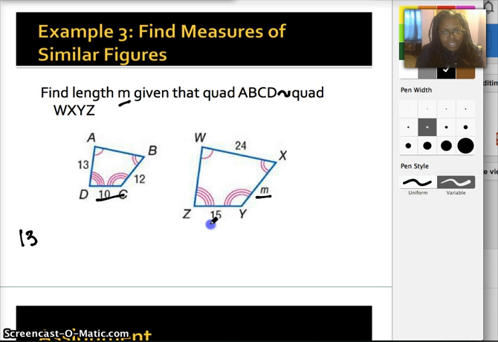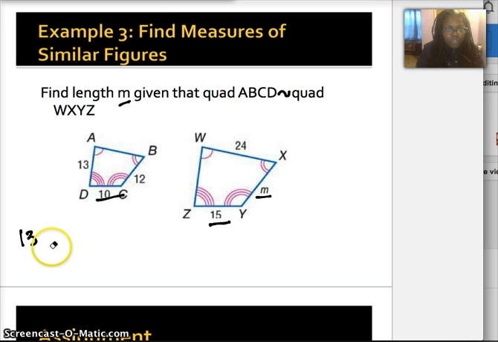DC corresponds to ZY, and I can also tell by these interesting marks here. These marks, when you get to geometry, tell you that angle A is equal to angle W, and angle B is equal to angle X, because of the number of marks indicating each angle. Anyway, back to what we were saying. Side DC corresponds to side ZY. So instead of doing 13, I'm going to do 10, right?